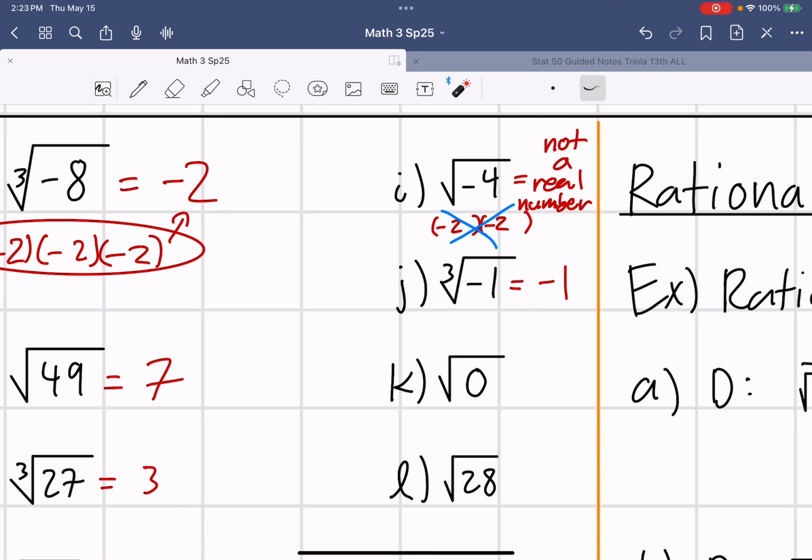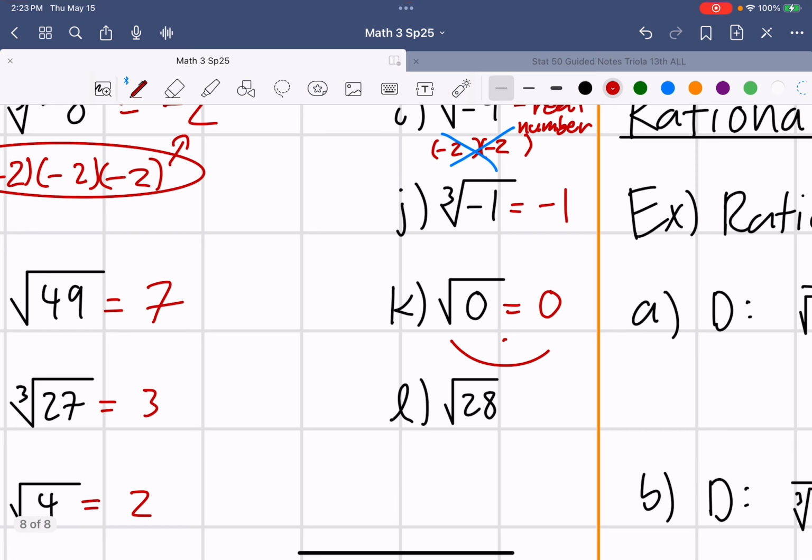There's no way of multiplying a number an even number of times that will give you some negative number. And square root of 0 is 0. Why? Because 0 times 0 is 0. Even the cube root of 0 is 0. The fourth root of 0 is 0. It's just arbitrary, because you can keep multiplying as many zeros as you want and it'll work. Same thing with 1. Right, square root of 1, cube root of 1, fourth root of 1, fifth root of 1.